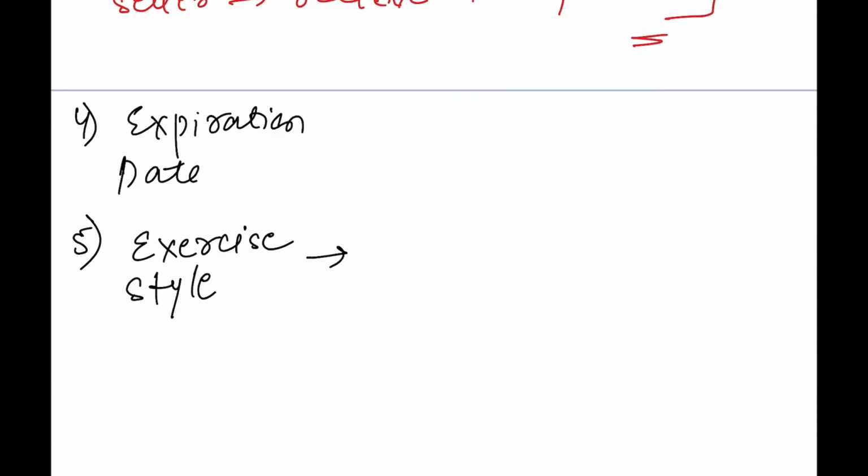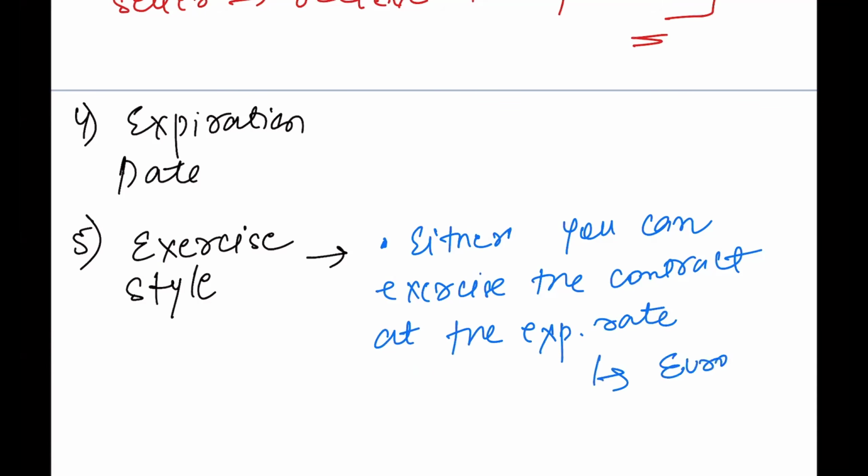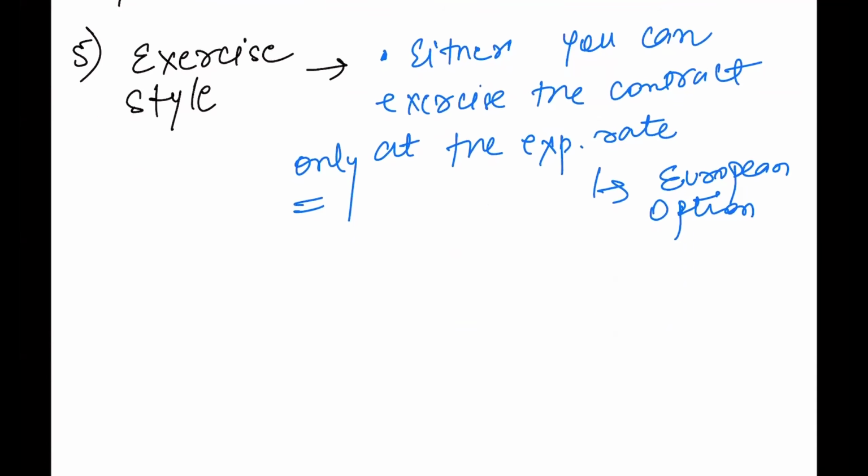Exercise style basically means you can exercise the contract at the expiration date. Such a style is called a European option. So when someone says it's a European option, it only means one thing: you can exercise the contract, or the option, only at maturity, or let's say only at the expiration date.